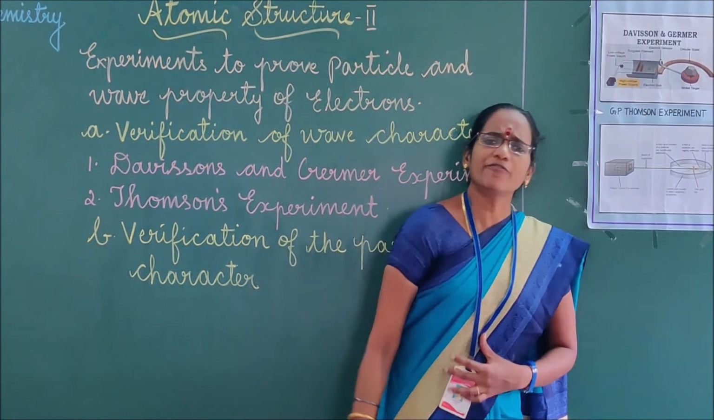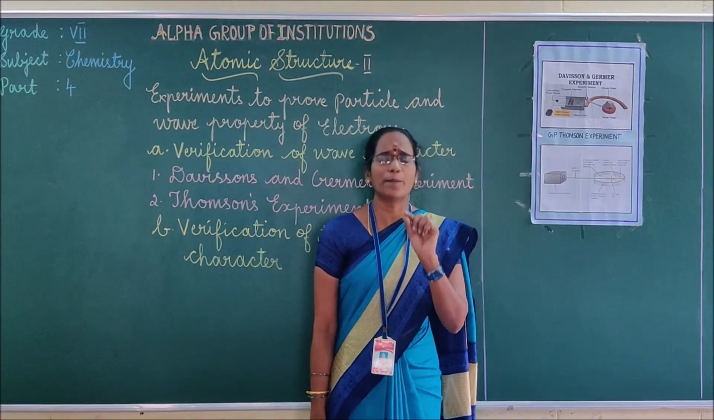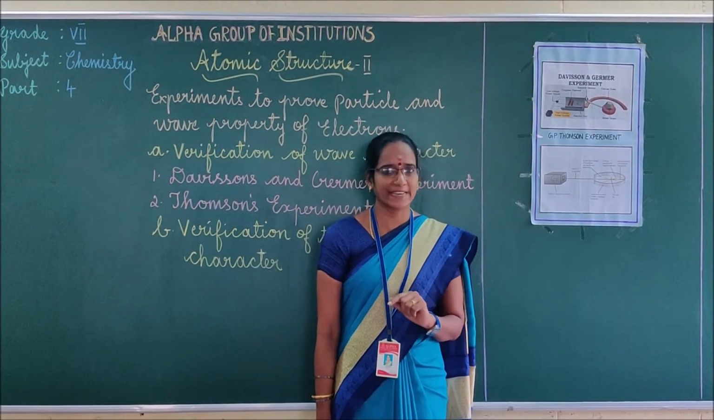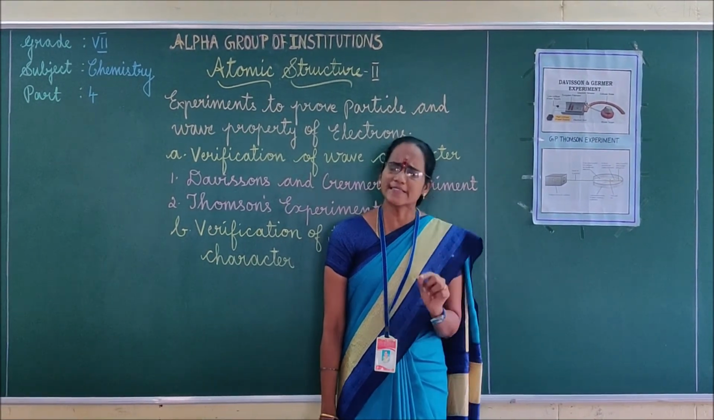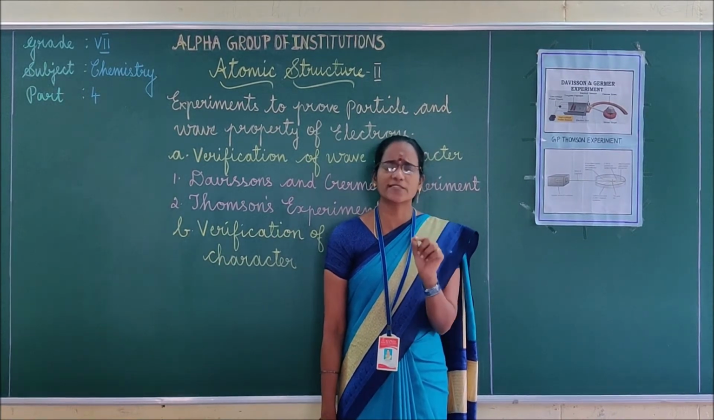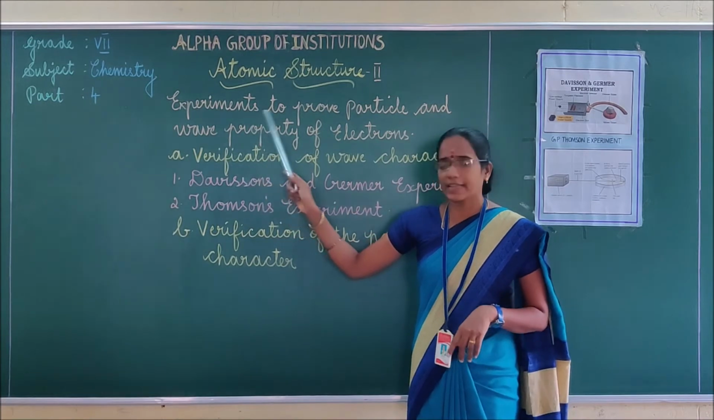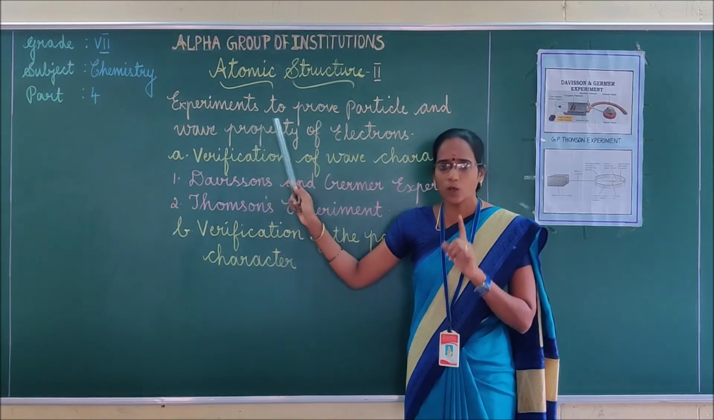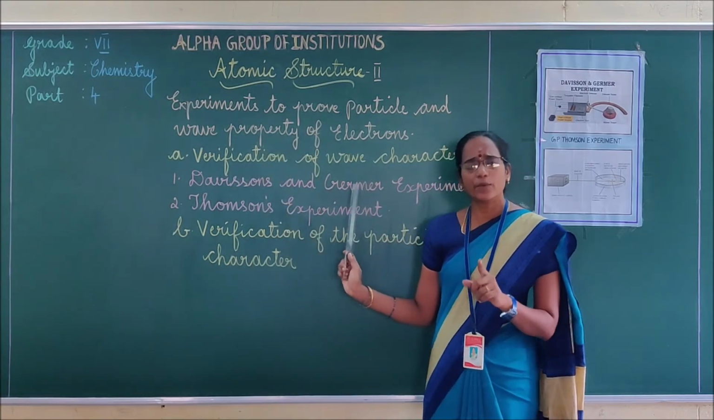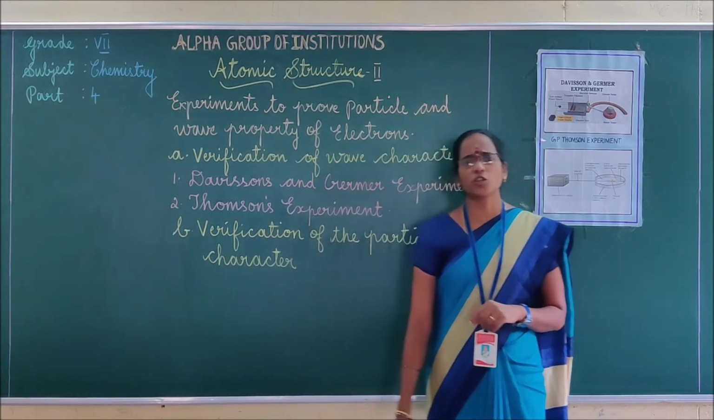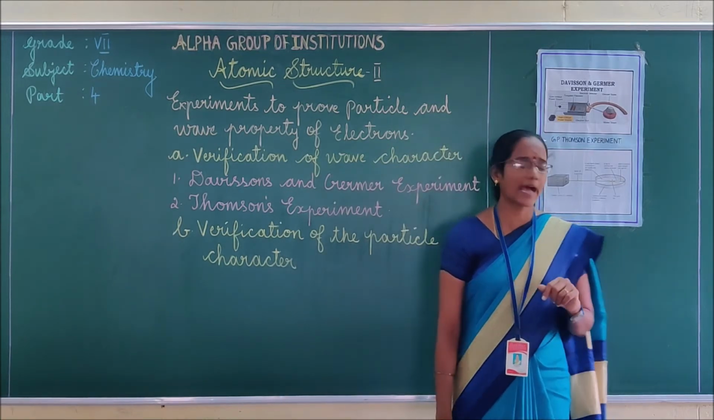The diffraction, that is, the interference pattern of dark and bright bands, is formed on the screen. This experiment clearly shows that electrons have wave property, wave character. Electrons behave as a wave. So this Davisson and Germer experiment demonstrated the wave nature of electrons. Also, it confirmed the de Broglie hypothesis.